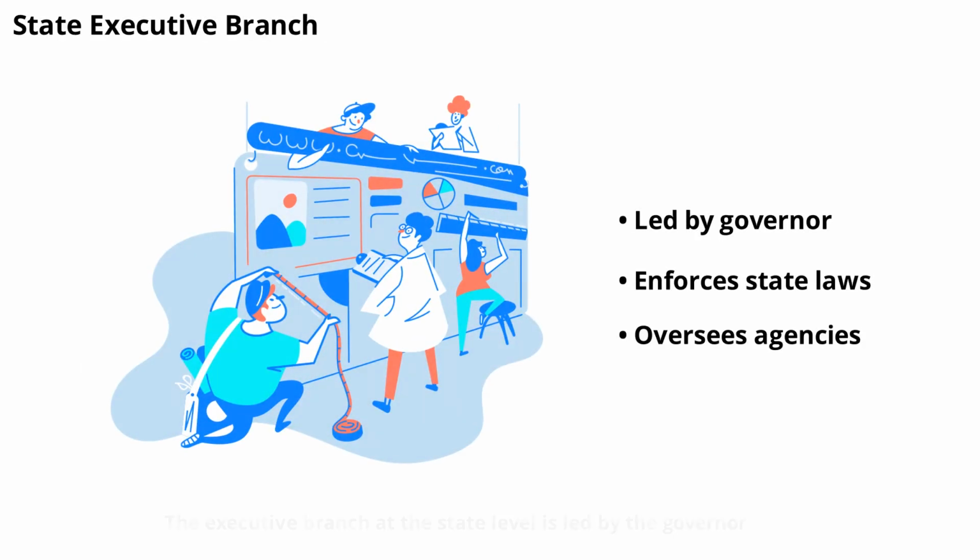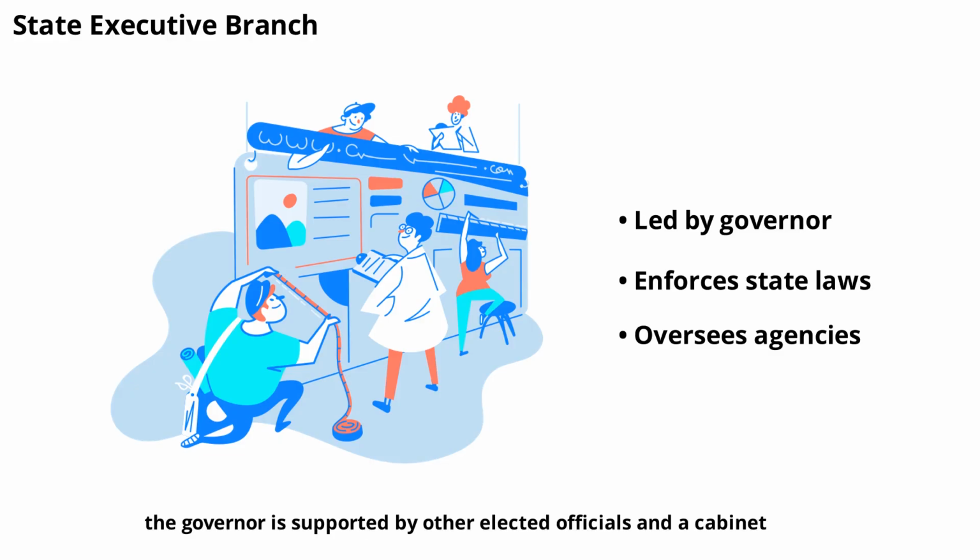The executive branch at the state level is led by the governor. The governor enforces state laws, oversees state agencies, and represents the state in various matters. Like the president at the federal level, the governor is supported by other elected officials and a cabinet. This branch ensures that state policies are carried out and that public services run smoothly.